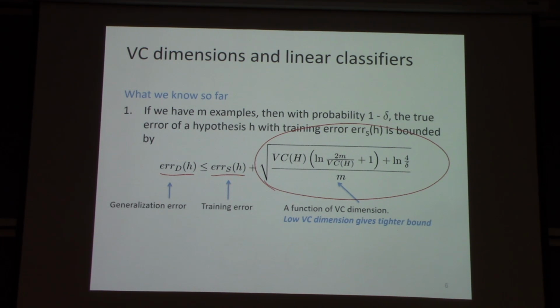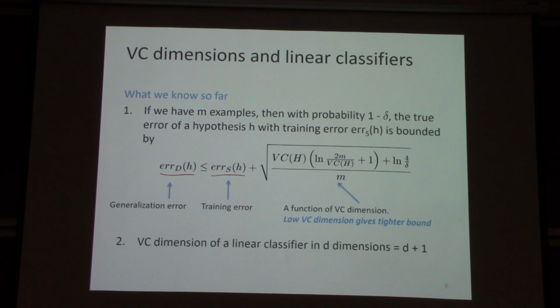But the general intuition we had was, if you have lower VC dimension, then the thing inside the circle becomes smaller, so you get a tighter bound, which means it's a good idea to minimize the training error plus this function, because if you minimize the sum of these two things, then you get a low generalization error.